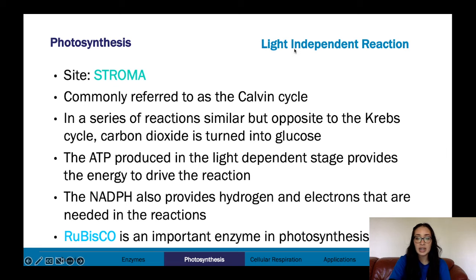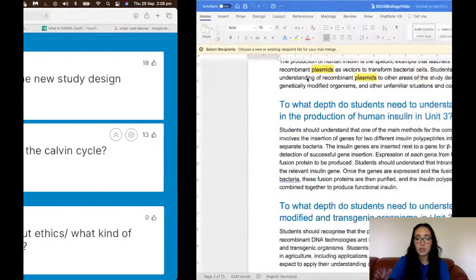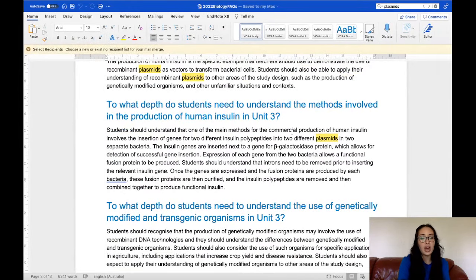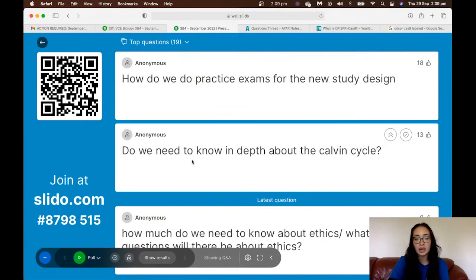So this second stage, the light-independent reaction, occurs in the stroma. It creates glucose, essentially. And you've got this enzyme Rubisco, which is really important. I haven't put much information about Rubisco, but it is written here. So if you just Command F and search Rubisco. This is a really good document, you guys. If you haven't actually looked at it, I would really recommend it, because Rubisco has been added to the study design. You need to know more about it.